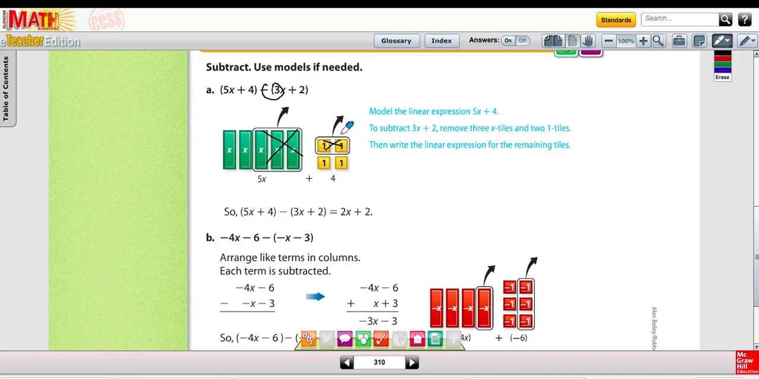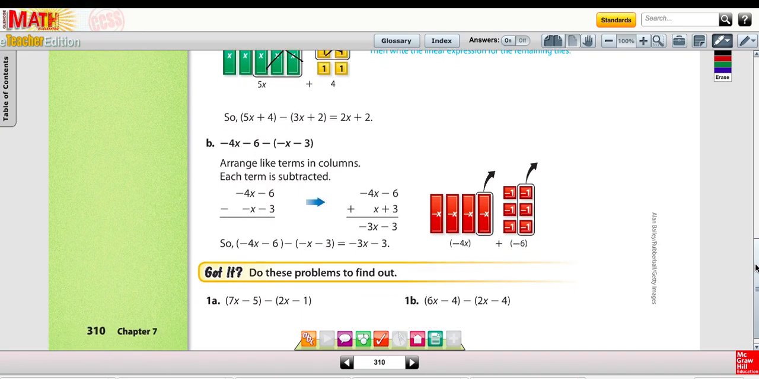This is where it confuses students because they see this plus 2. Well, that negative sign applies to the 3x and the 2. You're taking away both of them. So really pay attention to those negative signs. Those are the kind of errors that I still make to this day.